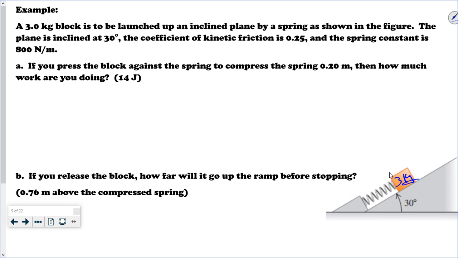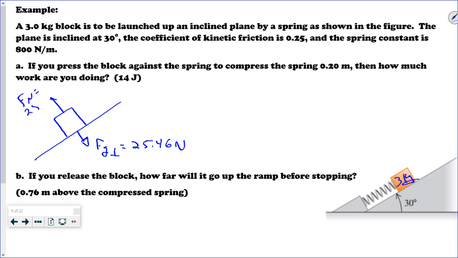So I'm going to kind of gloss over some of this, but so here's what our free body diagram is going to look like. It's a 3 kilogram thing, right? So if you calculate it, it turns out that your FG perpendicular is 25.46 newtons. That means that your normal force is going to be 25.46 newtons. Okay, you're going to have an FG parallel.